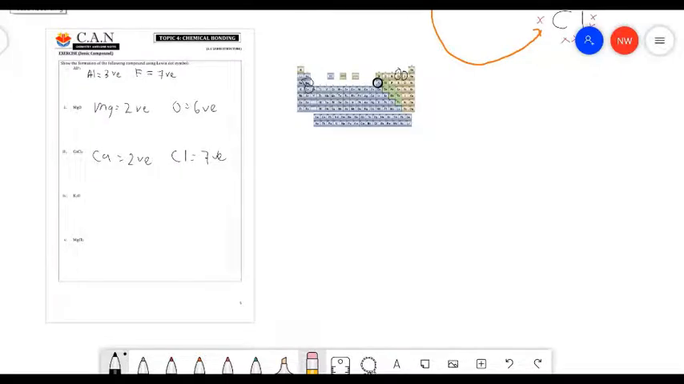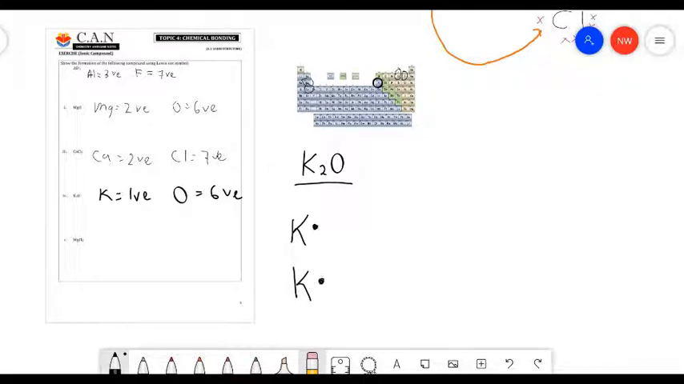Okay, so now kita tengok untuk potassium oxide. Untuk potassium, K adalah group 1. So, jadi untuk ini K, 1 valence elektron. So, oksigen pula group 16, so ada 6 valence elektron. K2O. So, untuk K2O, kita ada 2 biji K. Potassium group 1, so 1 valence elektron, 1 valence elektron, plus dengan oksigen dan 6 valence elektron. 1, 2, 3, 4, 5, 6.